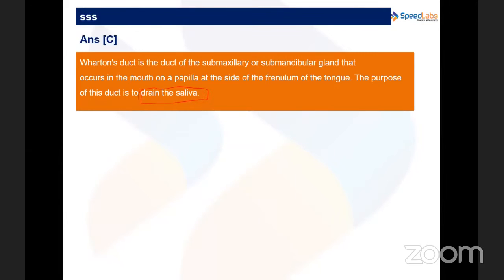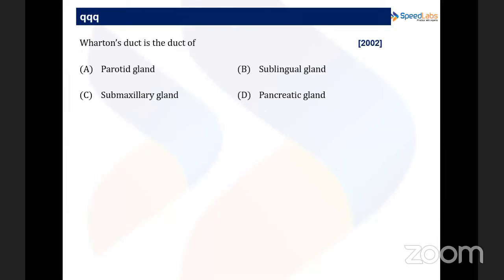Wharton's duct is the duct of the submaxillary gland. I hope this question is clear to you. It is a direct question. Wharton's duct is the duct of the submaxillary or submandibular gland.